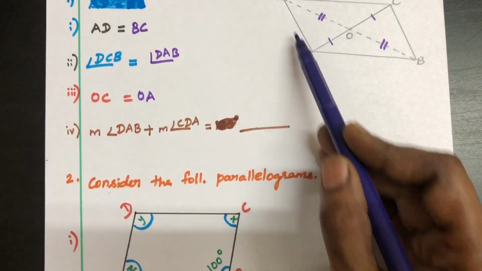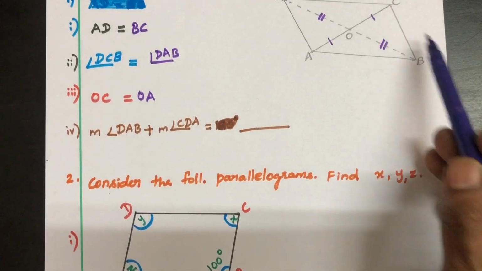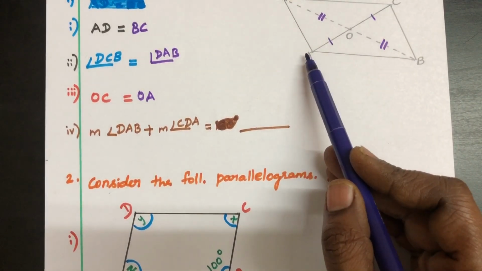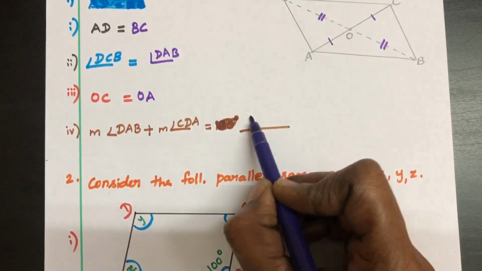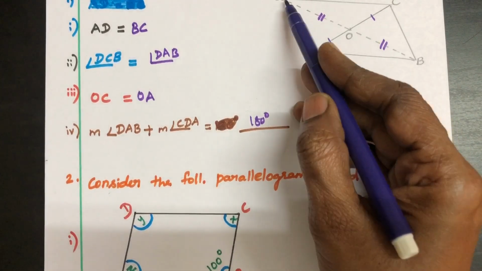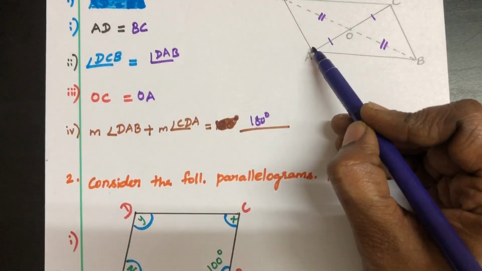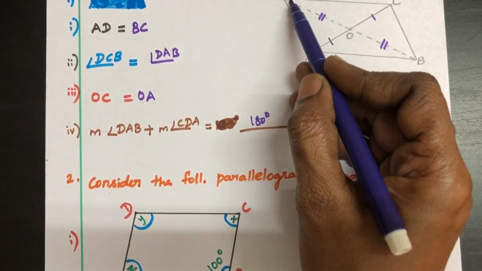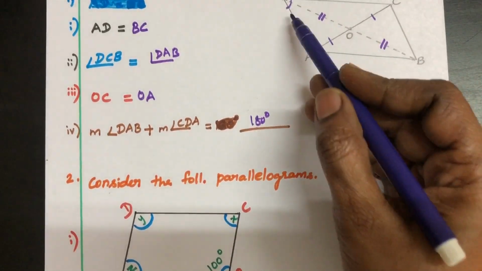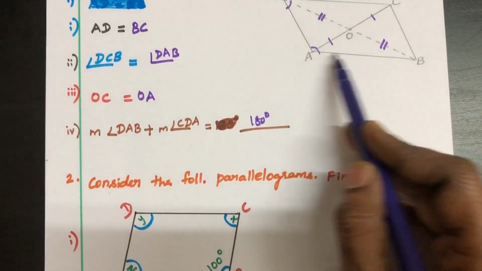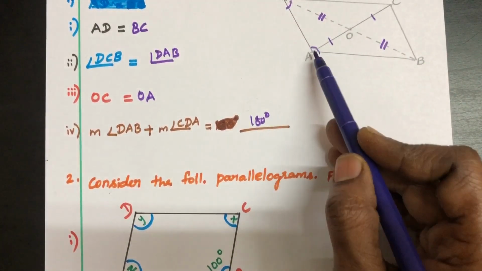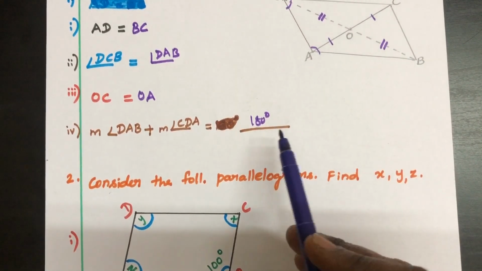Measure of angle DAB plus measure of angle CDA is equal to 180 degree. I have told you the adjacent angles. This angle DAB. DAB means this angle. CDA means this angle. Adjacent. These two are adjacent. Similarly, these two are adjacent. If you add those angles, it will give you 180 degree.